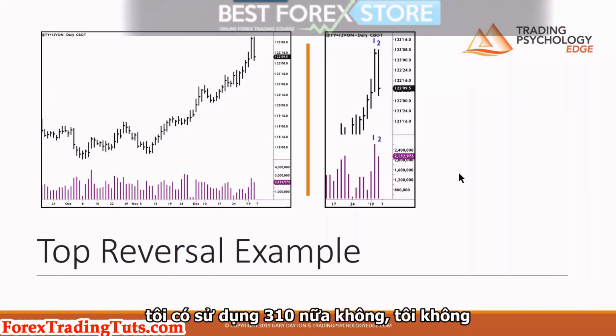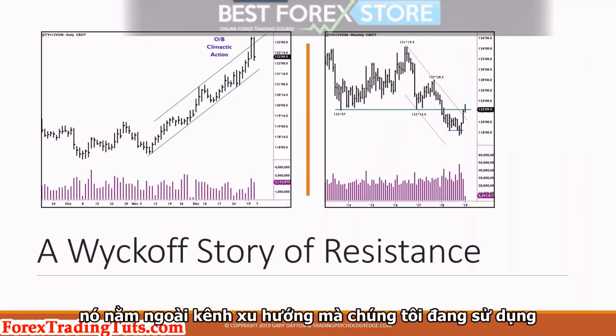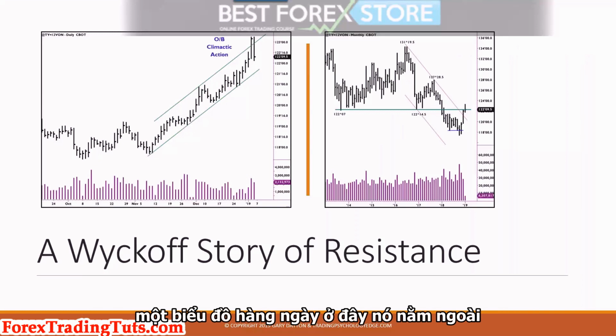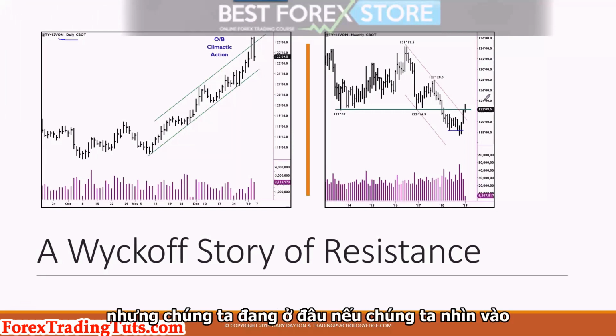Do I use the 310 anymore? No, I don't typically use it. Again, I want to know, is this climactic action? It's outside the trend channel. We're on a daily chart here. It's outside the trend channel, so that suggests weakness in and of itself, and then it comes back inside. That's also weakness. But where are we?